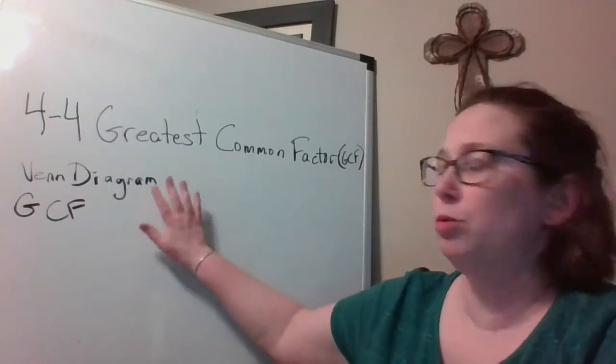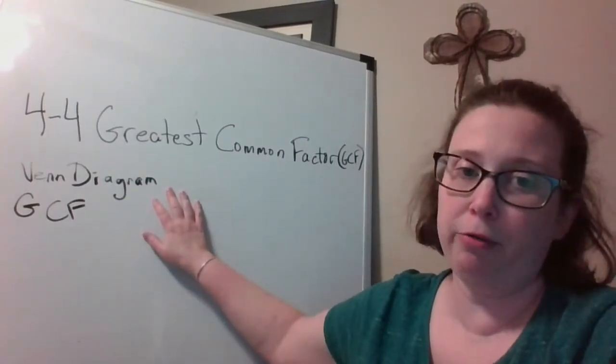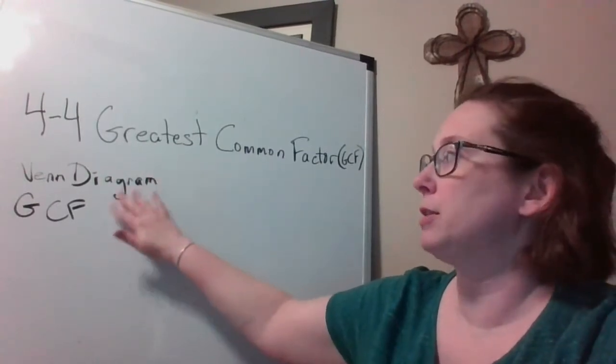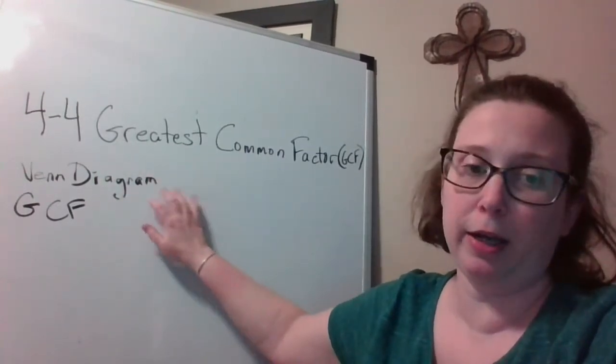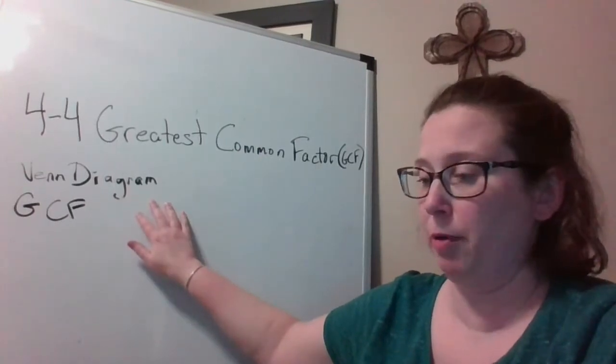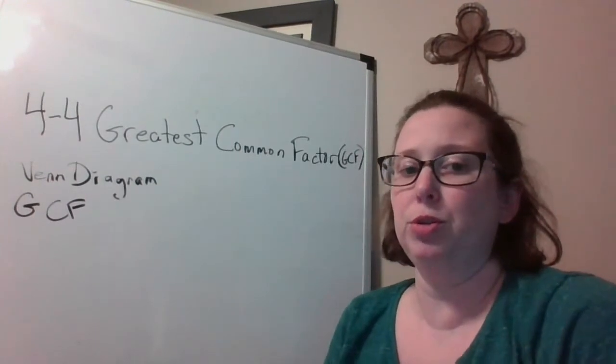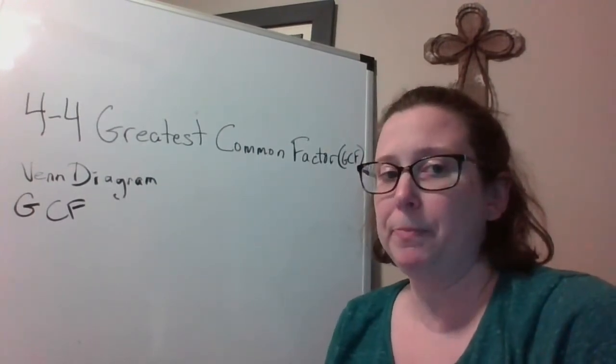You have two vocab words to take care of. So you need to put your heading on a piece of loose leaf and then take care of these two vocab words, Venn diagram and greatest common factor. Go ahead, pause the video and do your heading and vocab.